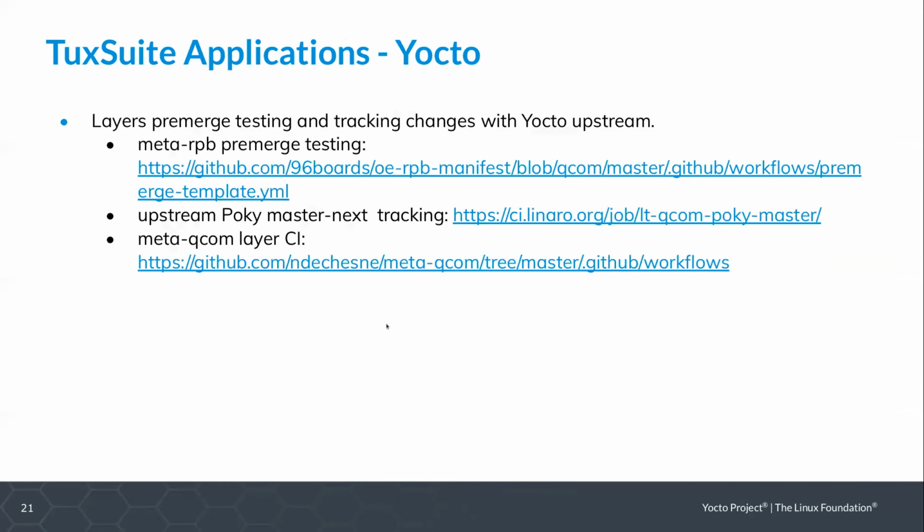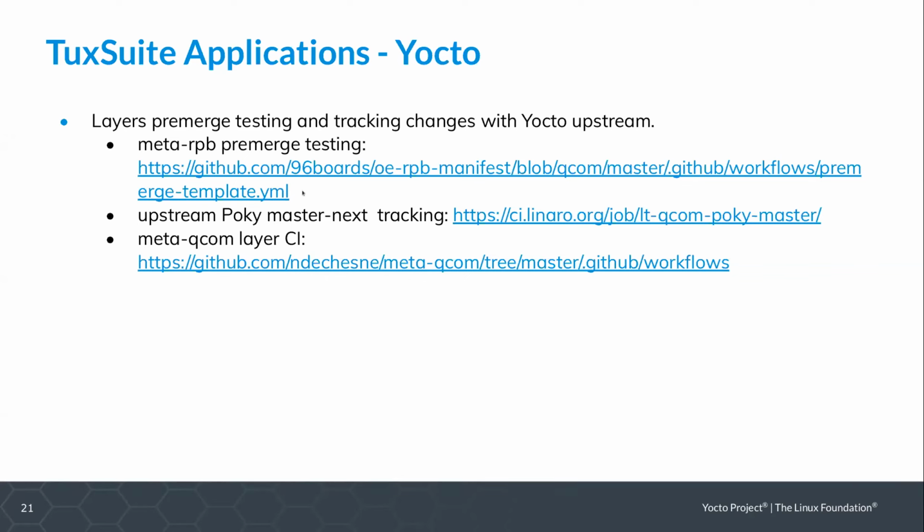While that is happening, I've provided these links. So this is how you can use TuxSuite with Yocto as such. For the layers, in the CI system, you can hook the plans for pre-merge testing as well as tracking changes of your layers with the Yocto upstream as well. So I've provided these links for the projects. You can check and see how they are done.